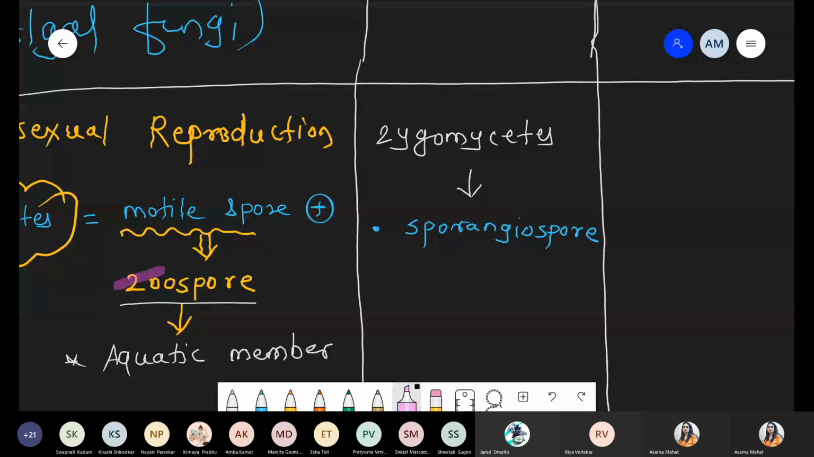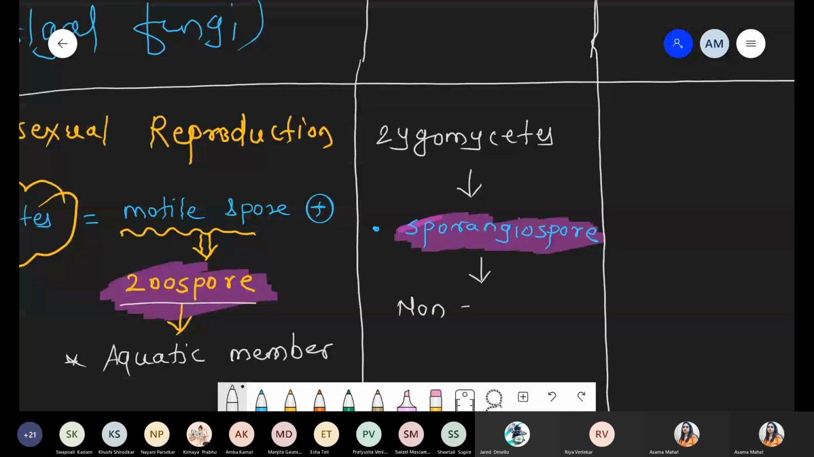So in case of oomycetes we discussed there is a specific type of spore called the zoospore. Similarly, under the zygomycetes a specific type of spore is present, called sporangiospore. नाम ही उसका sporangiospores. And what is the property? These sporangiospores are non-motile.